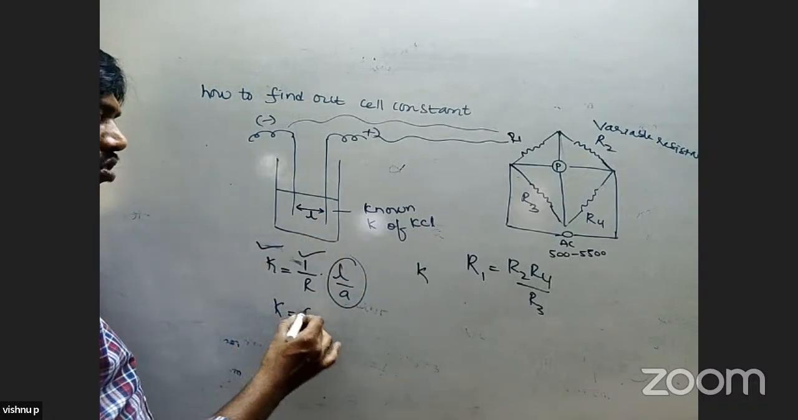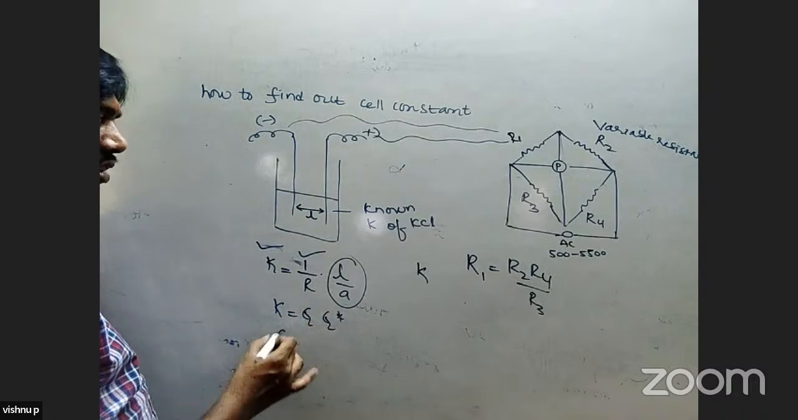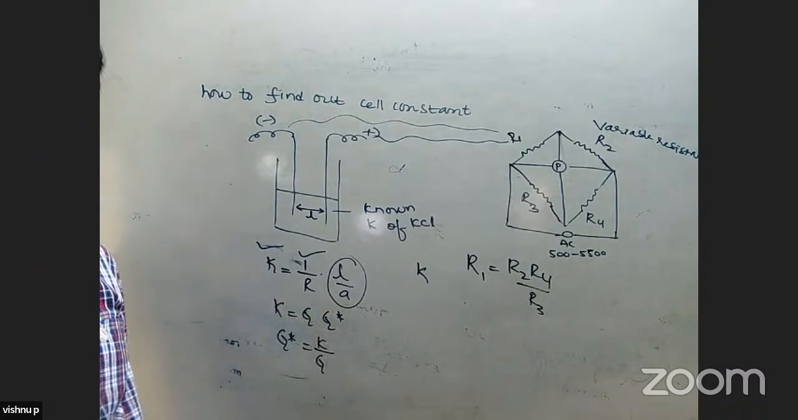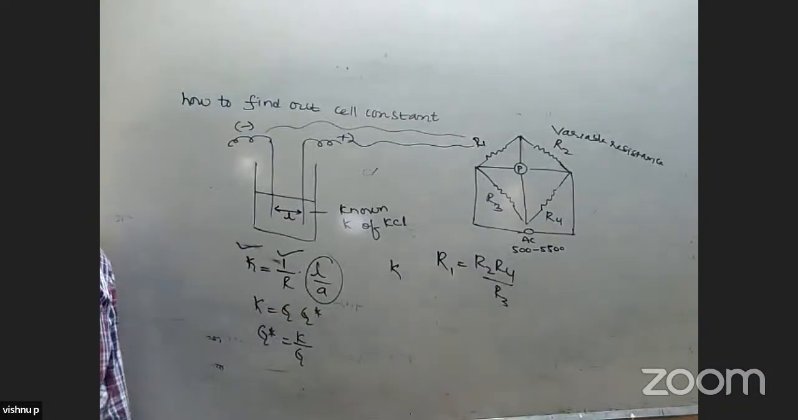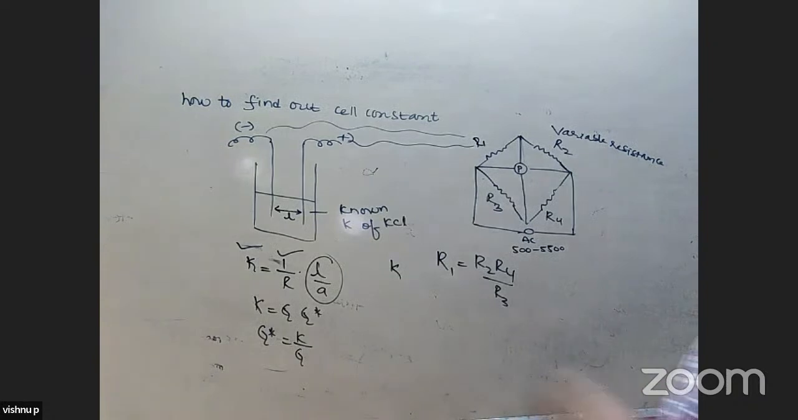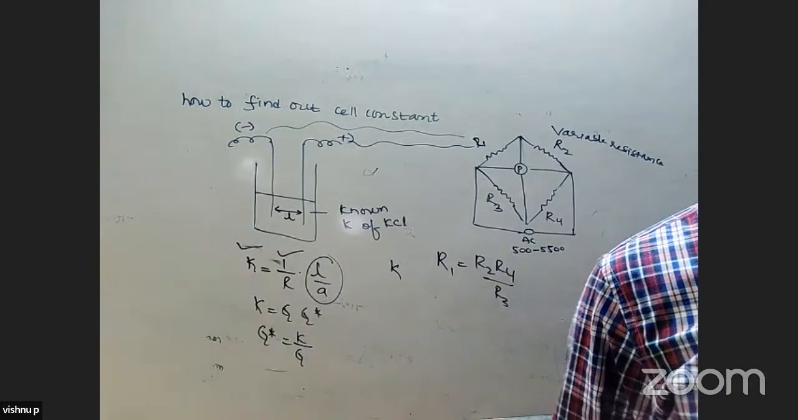So K is equal to G into G star. Cell constant is equal to K by G. So in this method, in this way, you can find out the cell constant of an electrolytic cell.